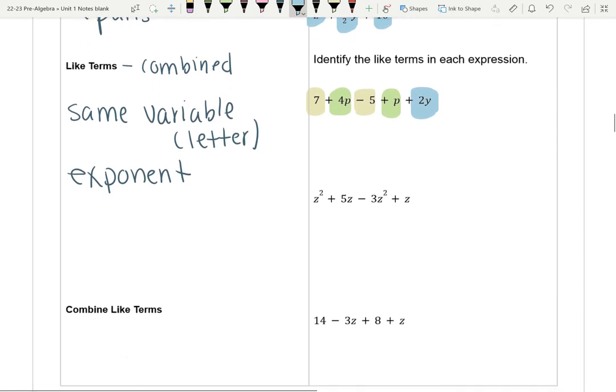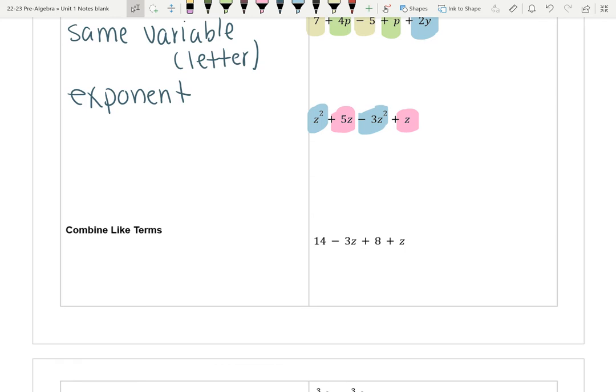Okay, let's try our next one here. So I have z squared to start, and I see another thing that has a z squared, so I'm also going to highlight the thing that has a z squared. And then next I see a 5z, and I also see another regular z. So those ones can be combined, which is what we're going to practice next. So with combining like terms, you're just basically adding them together.